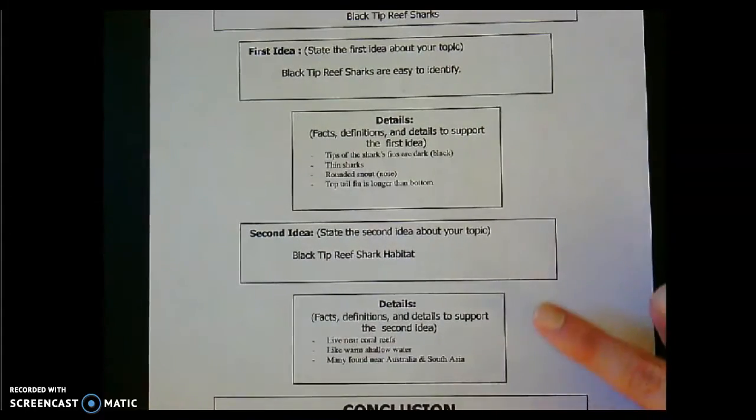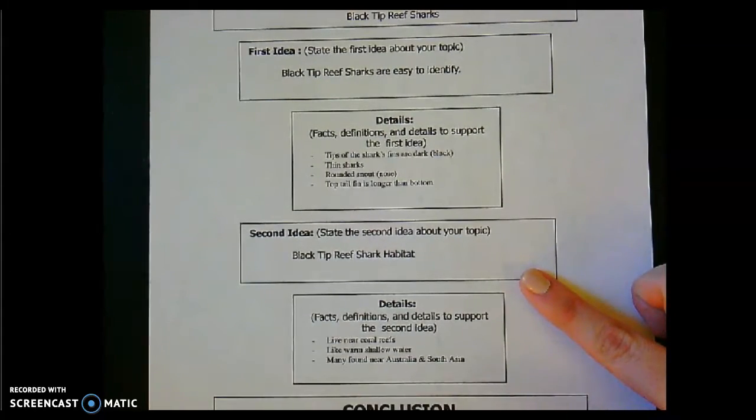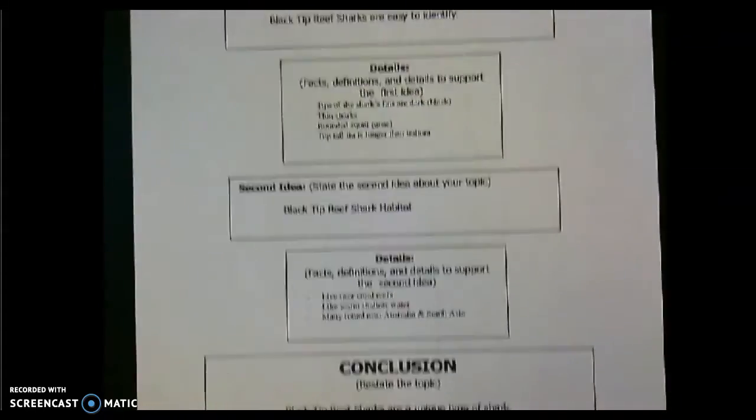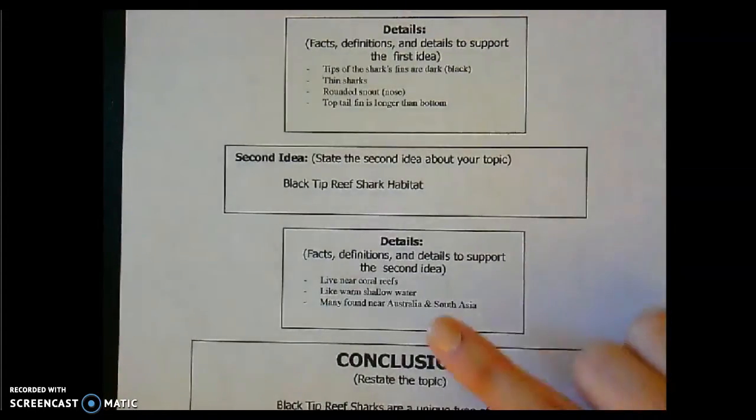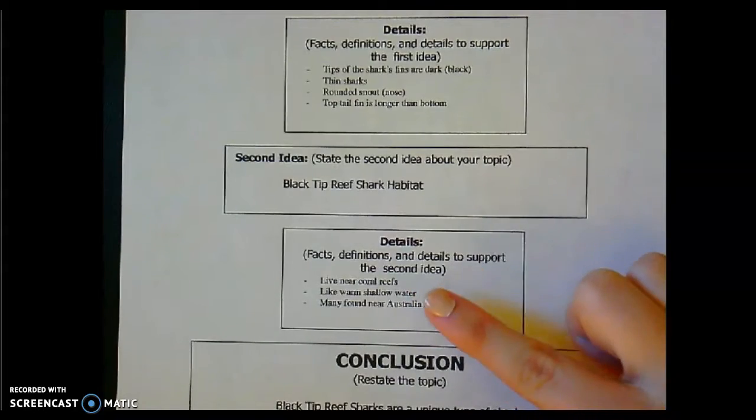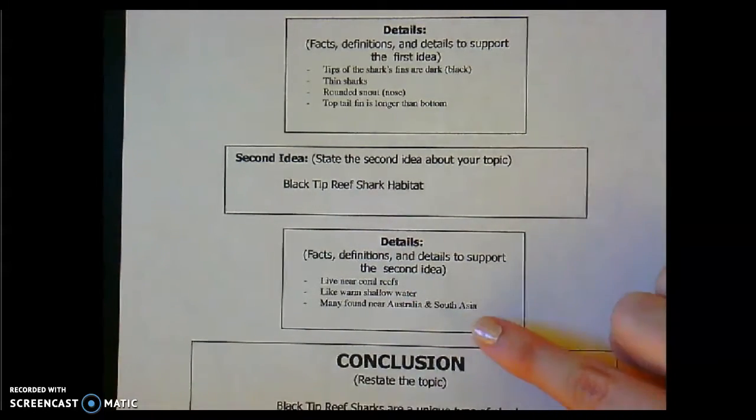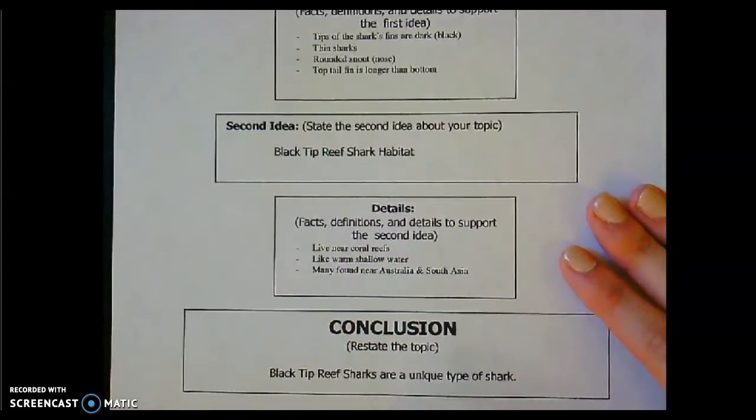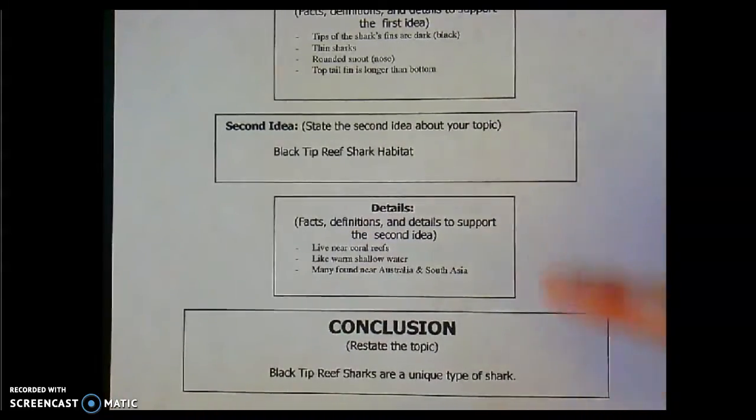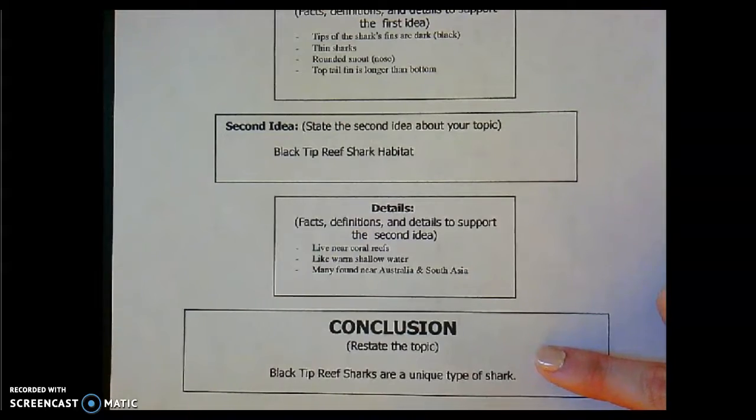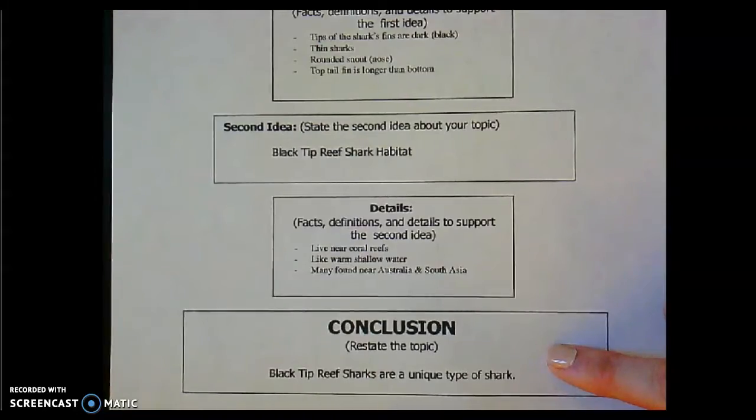Okay. Then I wanted to talk about the black tip reef shark's habitat. So I went ahead and I talked about where you can find them. So they live on coral reefs. They like warm, shallow water, and many are found near Australia and South Asia. Okay, and then for my conclusion, I'm just restating, I'm kind of saying again what I wrote about. And the sentence I used was black-tip reef sharks are a unique type of shark. And I might add another fact in there.